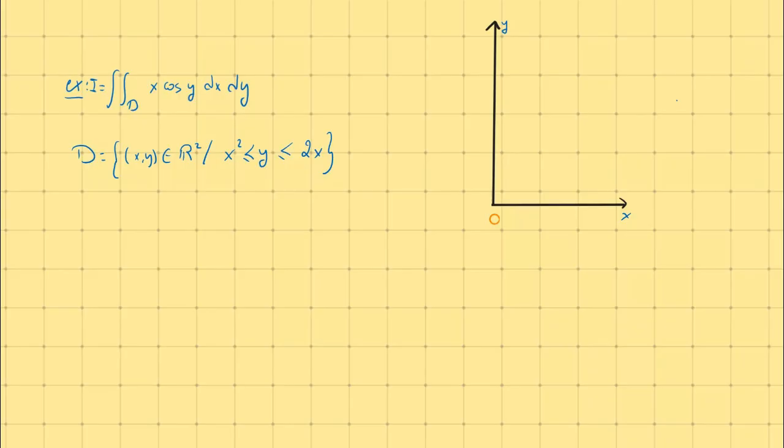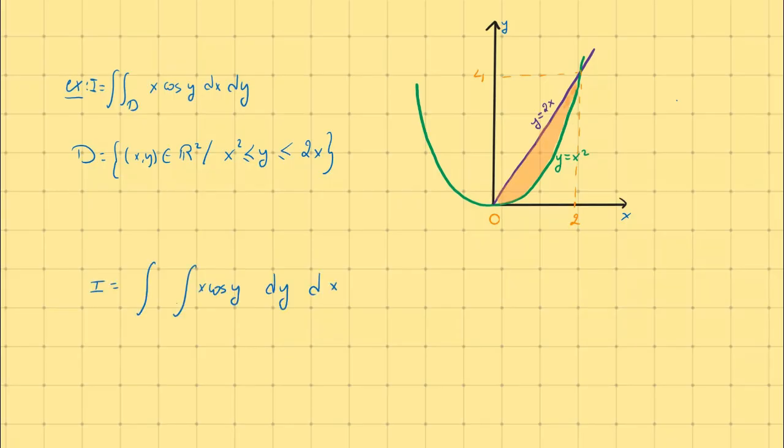In other words, what would you like to integrate first, y or x? It depends on the complexity of the domain. So anyway, let's sketch the domain here. We'll sketch first the parabola, so that's y equals x², and then the straight line, y equals 2x, and here is our domain in orange. Now, let's say we would like to integrate with respect to y first.